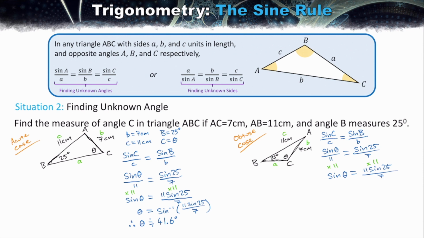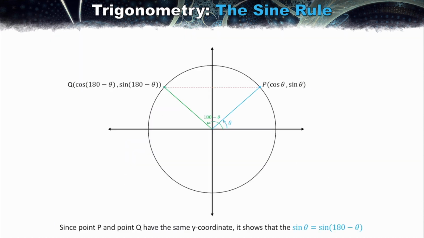However, we need to be very careful, because when we do this sine inverse, theta equals the sine inverse of all of this stuff, the problem with just doing that is that our calculator will only find the acute angle. It won't actually find the obtuse angle for us. So we've got to use some properties that we've looked at briefly before to be able to answer this question. Let's consider our unit circle for a moment.